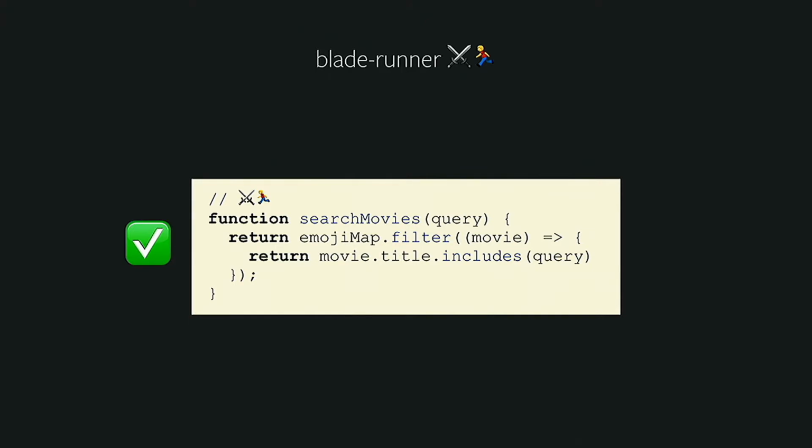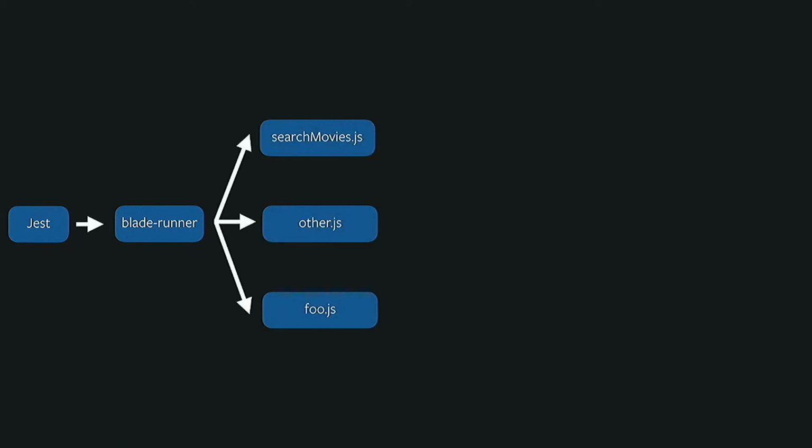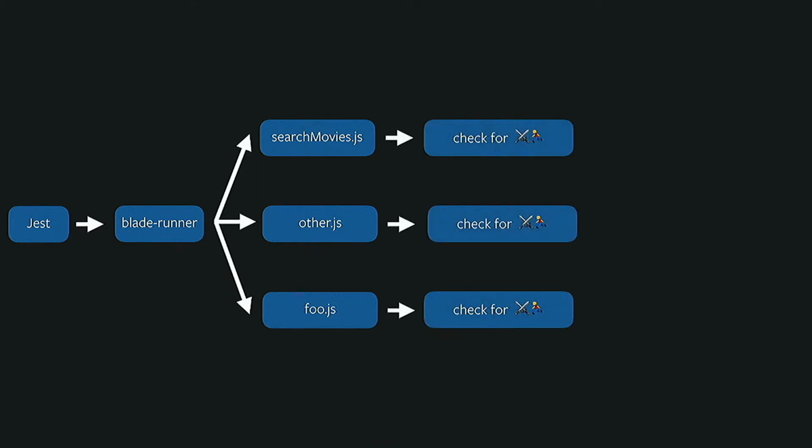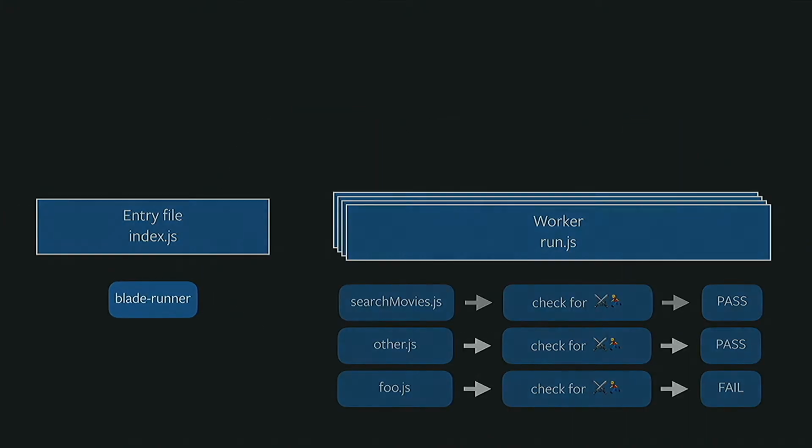To understand this, let's look again at the lifecycle of a test run, and specifically at the runner part. First of all, Jest hands in a list of files. And then the runner, in this case, Blade runner, will spin up independent node processes where on each of them is going to run the test. In this case, the test is going to be simply to check for the presence of the emoji. And then after that happens, it's going to report the results, either pass or fail, and Jest is going to take over again.